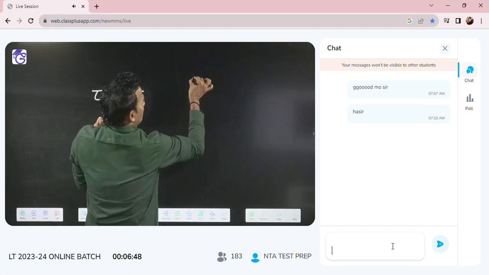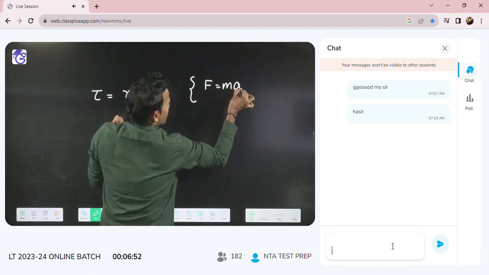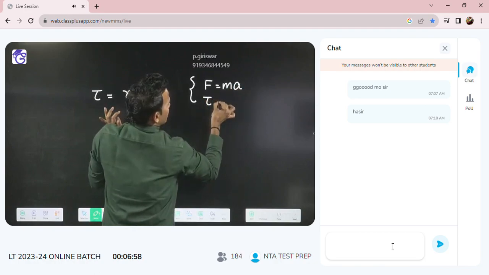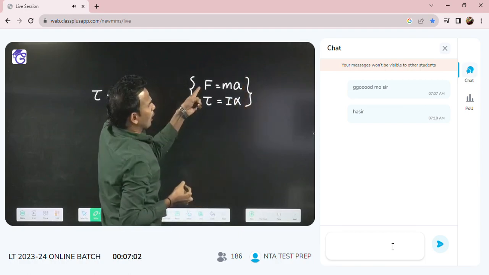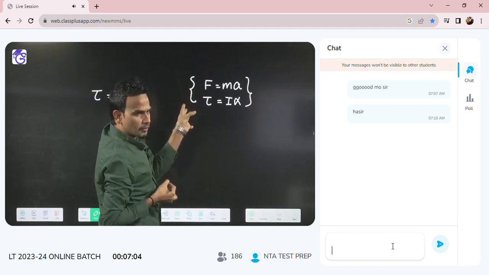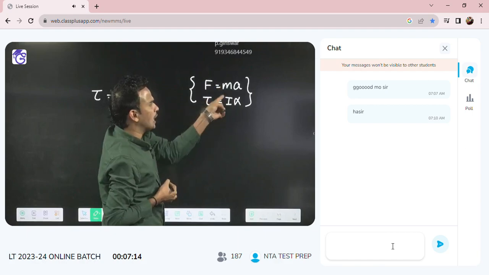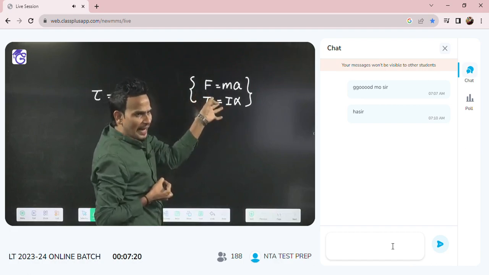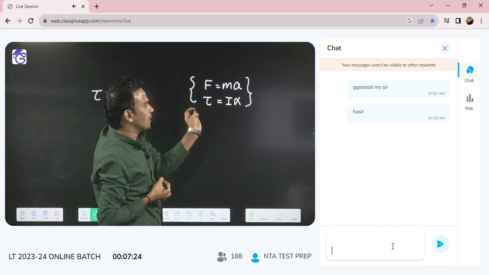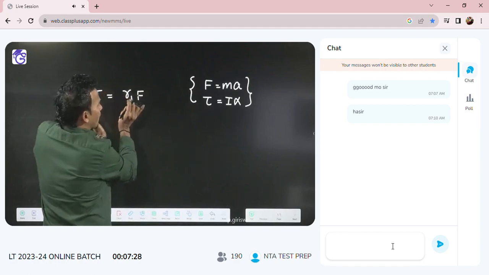And the way you remember in translational motion, we used to write f equal to ma. In the similar manner, in rotational motion, we write torque equal to I alpha. You can see rotational analog of force is torque. This was translational motion, this is rotational motion. So rotational analog of force will be torque, rotational analog of mass will be moment of inertia, rotational analog of acceleration will be our alpha. So the way we write f equal to ma in translational motion, same thing in rotational we write torque equal to I alpha. So first we will calculate torque with the help of r perpendicular into f.